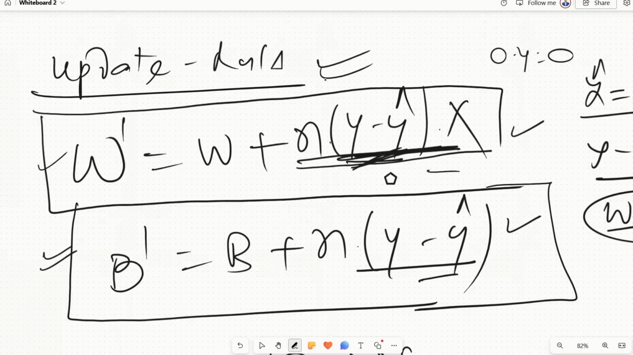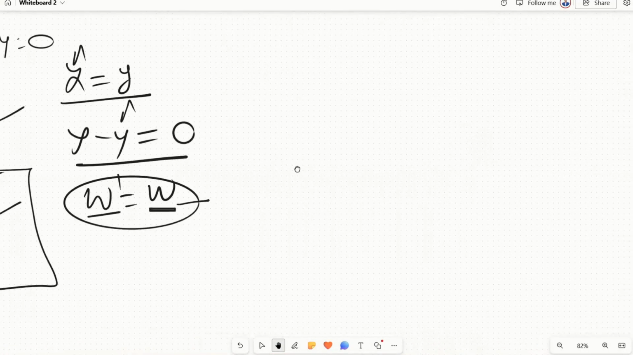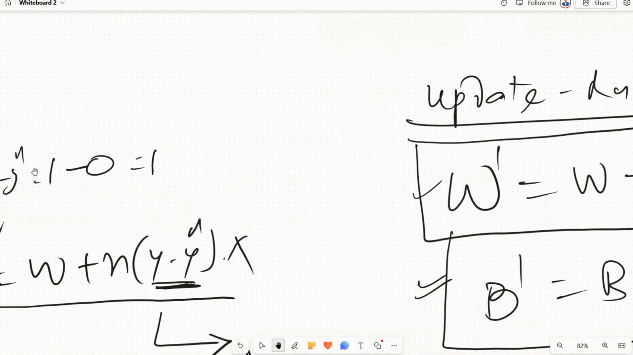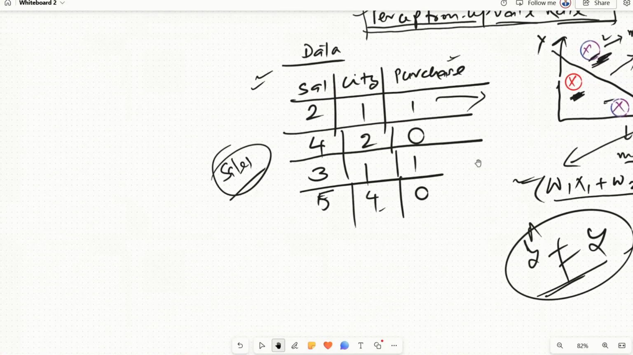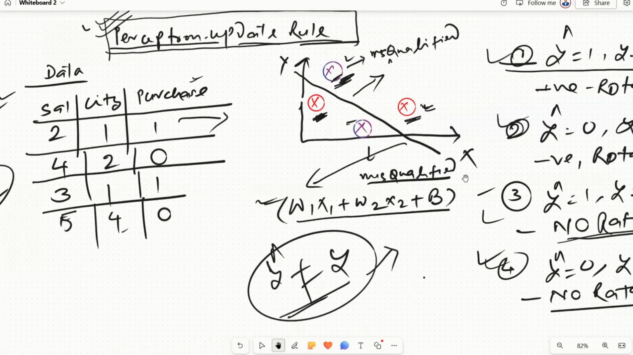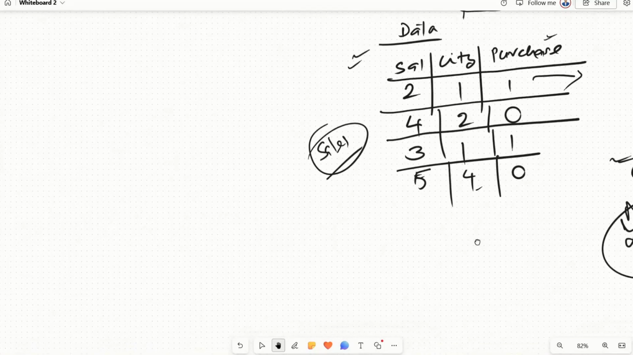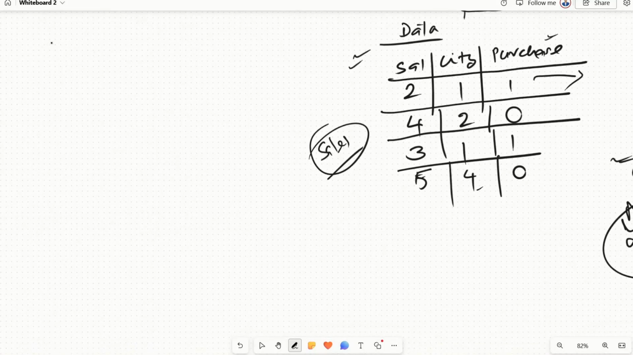Okay, now, based on this formula, let us build some code, and I will show you how the real update happens behind the scenes. Okay, so here this is the formula. This is the update formula, or you can say update rule. Now, how does the perceptron apply that?